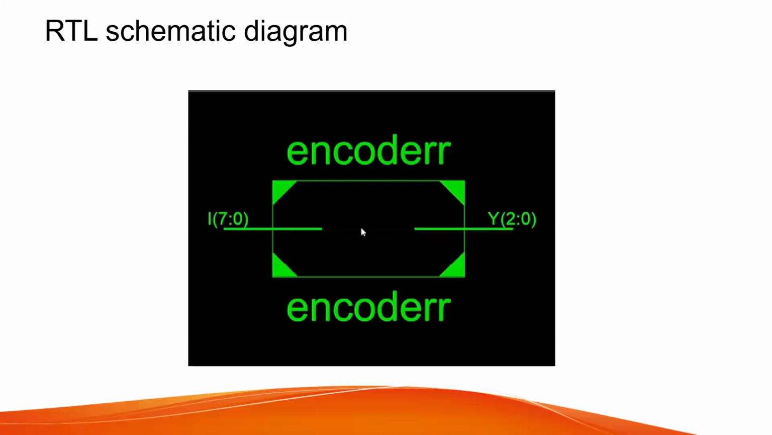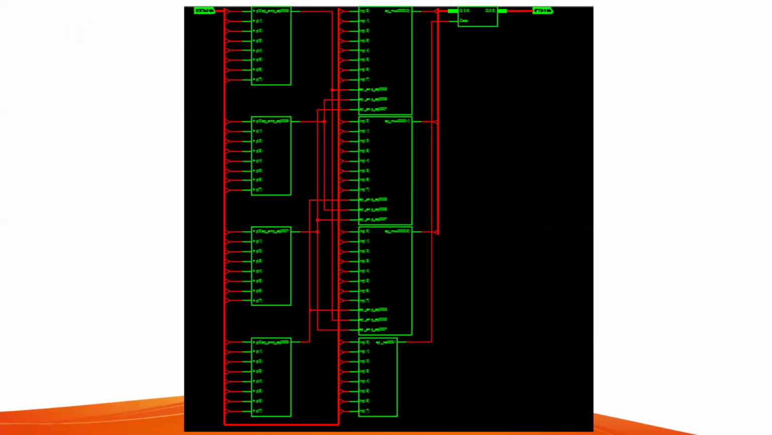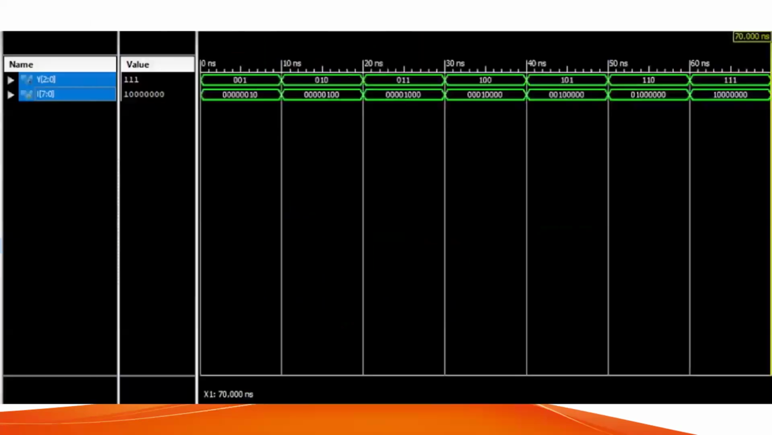This is the RTL schematic diagram of the 8 to 3 encoder. This is the inside representation of the 8 to 3 encoder, which contains multiple signal lines represented by multiplexers.